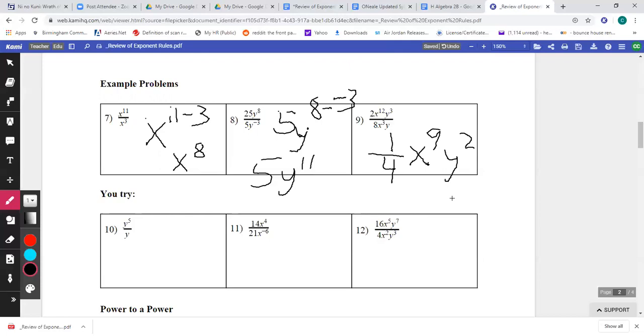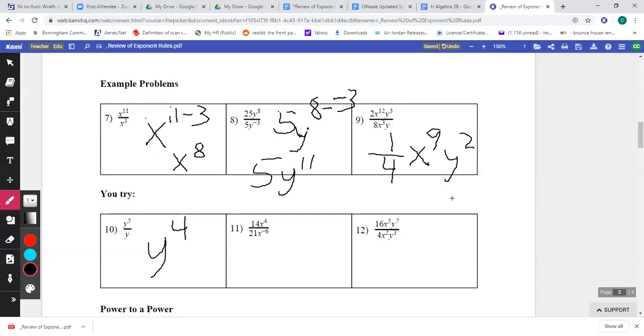Okay. So once again, I want you to pause the video, try 10 through 12, and then once you're done, unpause it to see what the answers are. So number 10, if I subtract, 5 minus 1 is 4, so my final answer here is y to the 4th.